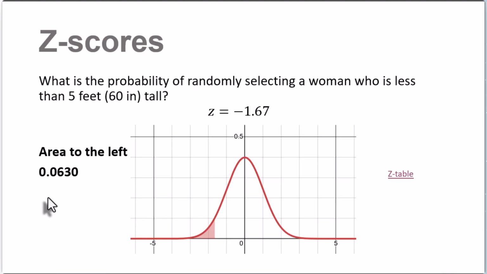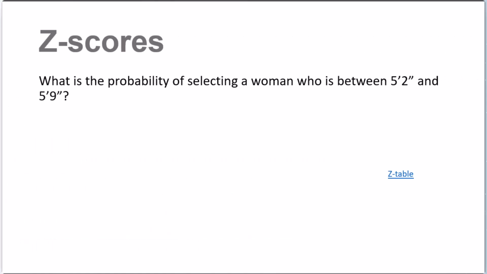If you're using z-score tables, this is how we compute probabilities like this question. If you're using technology, you can compute this directly without using a z-score, but this is just an alternate method. So this means that the probability of randomly selecting a woman who's less than 5 feet tall is about 6%, or 0.063. Here's another example question.